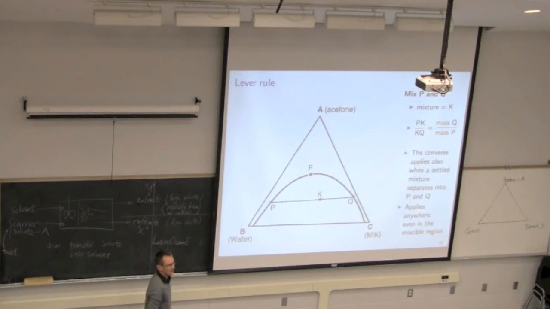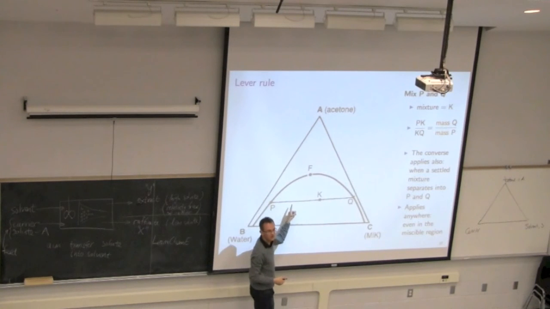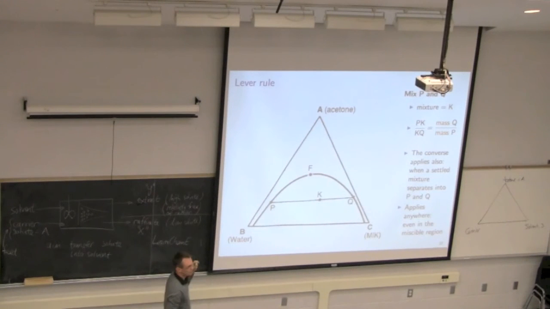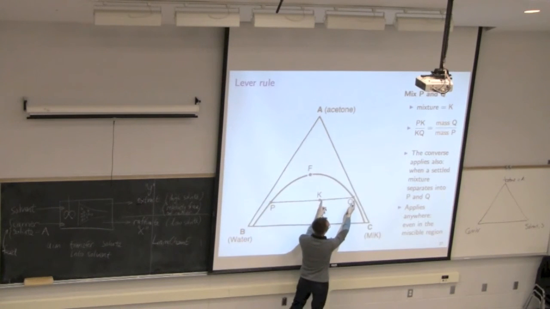Well, where is K? How do we know K is over there and not somewhere else on that line? The first important point is that K is on the straight line connecting P and Q. So K is somewhere along that line, but how do we know it's over there and not somewhere else? Well, we use the lever rule. The lever rule tells me that the ratio of the mass of Q that I started with to the mass of P that I started with is equal to the ratio of the distances PK divided by KQ.